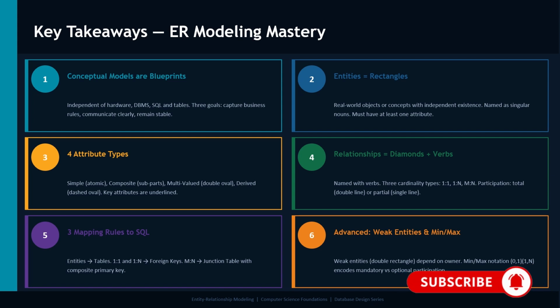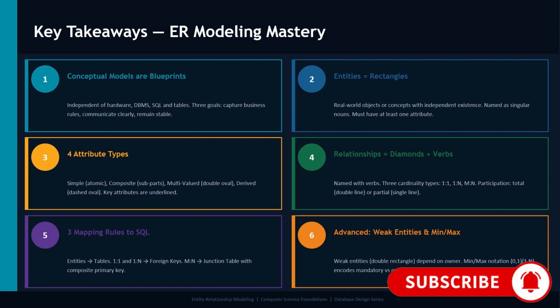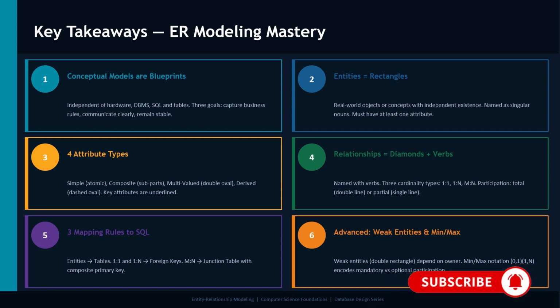Four, relationships are diamonds, labeled with verbs. Three cardinality types, one to one, one to many, many to many. Participation is total with a double line, partial with a single line. Five, three mapping rules transform every ER diagram into SQL. Entities become tables. One to one and one to many get foreign keys. Many to many gets a junction table with a composite primary key.